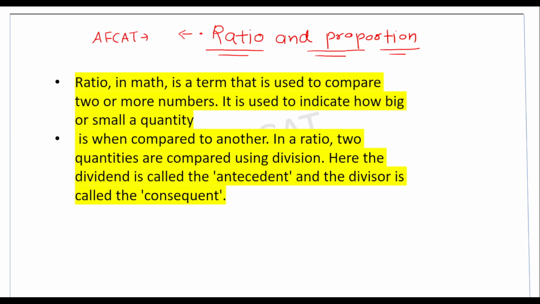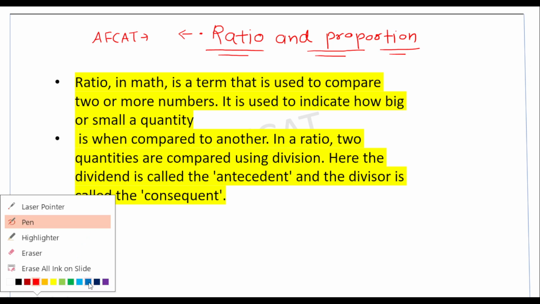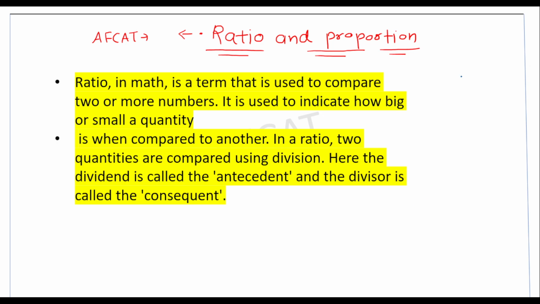A ratio in math is a term that is used to compare two or more numbers, and it is used to indicate how big or small a quantity is. We do comparison in different ways. Like I can say this person is 2 years more than this person. It is also a sort of comparison, but it is not a ratio. But when I do comparison by dividing, it is called a ratio.